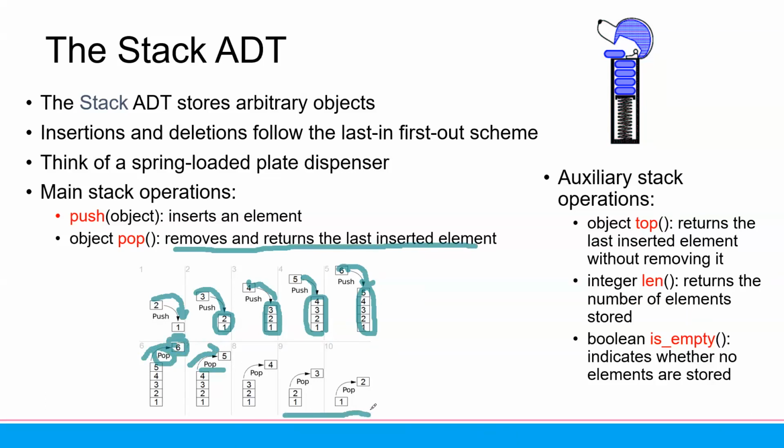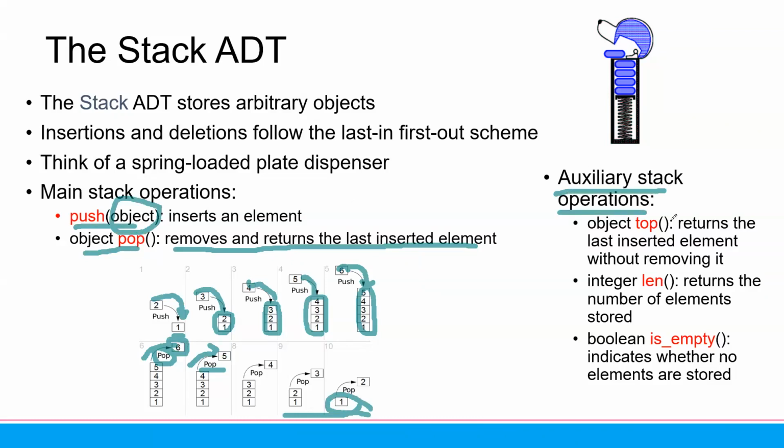Until we have only the element number 1. Okay. So the main operations will be only 2. Push, and we insert the object. And the second is pop. We want to remove it. There are some auxiliary stack operations.